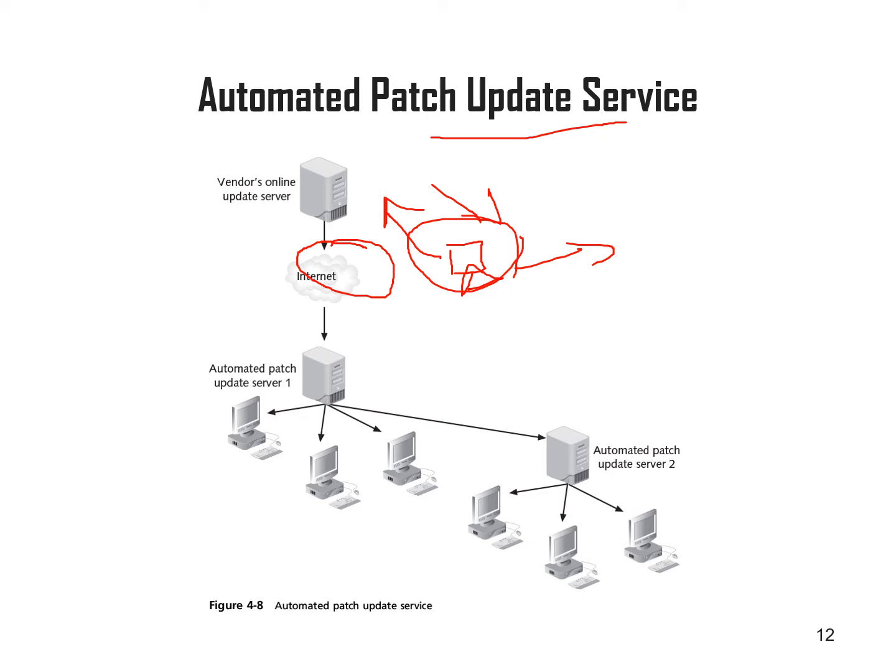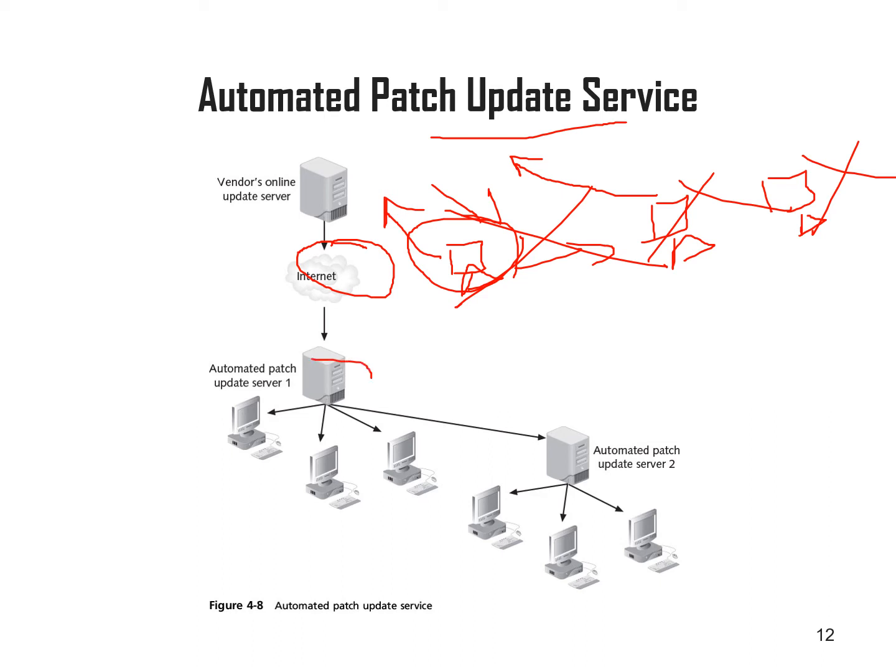Also, if I have several systems in my organization, say for example 100 systems, every system should communicate with the vendor's online update server through the internet, download all the patches and updates to its host, and install them. So I am wasting my time on each and every system downloading the updates and patches, and I am also wasting bandwidth. To avoid updating each system individually in an organization, I use a patch server, right?